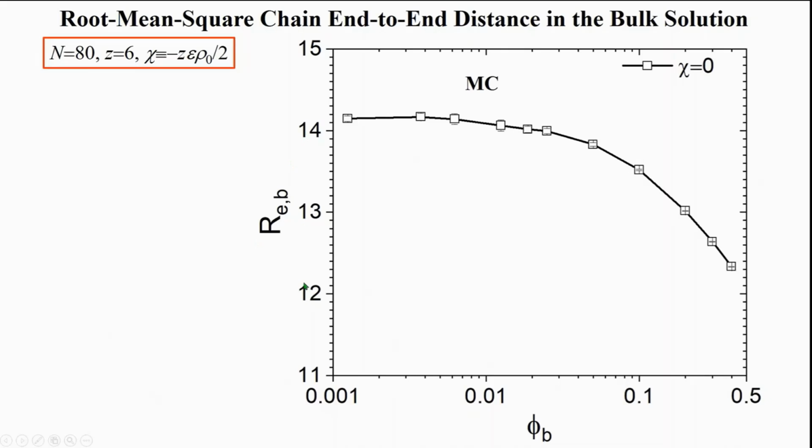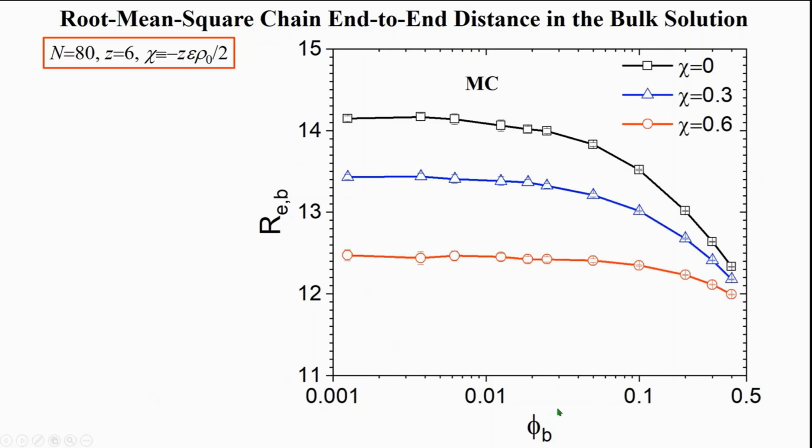This semi-logarithmic plot shows that in the athermal solution, REB obtained from Monte Carlo simulations decreases with the increasing polymer volume fraction φb in the bulk solution, which is due to the increased screening of the intrachain interaction, repulsive in this case, by the interchain interaction. This is well known, and similar results are found as chi is increased to 0.3 and 0.6, or say the solvent quality decreases. As chi is further increased to 0.9, however, we see that REB increases with increasing φb. This is again due to the increased screening of the intrachain interaction, which is now attractive, by the interchain interaction.